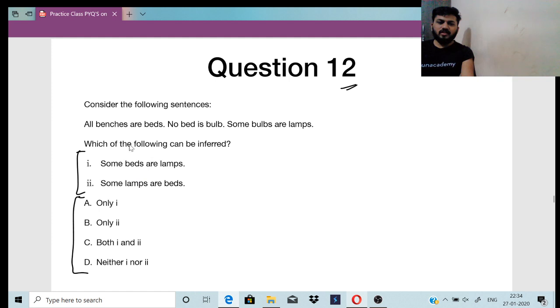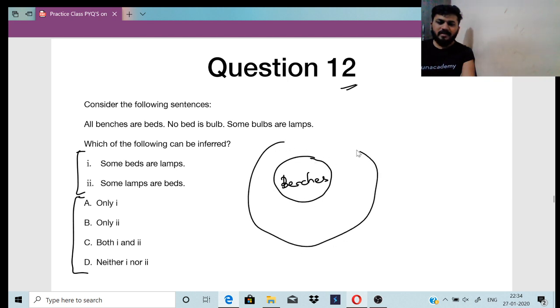Right? Let us draw the Venn diagrams. All benches are beds, right? So benches, they are beds, right? All benches are beds. No bed is bulb.